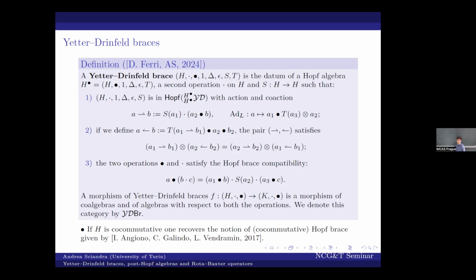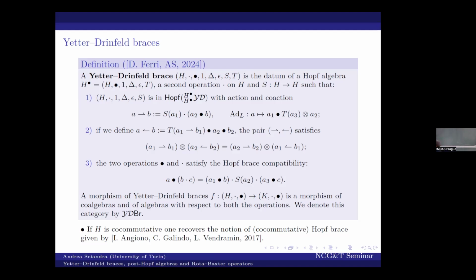Moreover, the two operations have to satisfy the Hopf brace compatibility condition. This is the same that you can see in the definition of Hopf brace, the same as before. But we have, in fact, more conditions on this category. So a morphism of Drinfeld braces is just, again, a morphism of coalgebras. The coalgebra structure is just this delta, epsilon. And it is also a morphism of algebras with respect to both algebra operations, so dot and bullet.